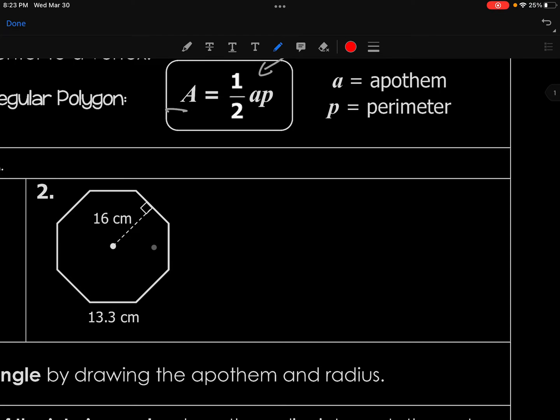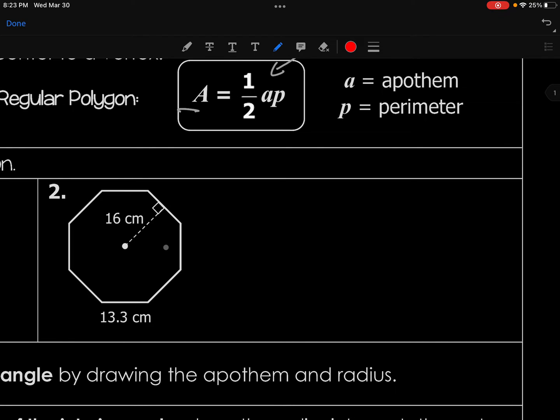Here we have a regular polygon again. Write down the equation of the area, which is up here. Area is equal to 1/2 apothem times the perimeter. Well, the apothem here is 16 because it is the distance from the center to the edge. And now we found the apothem, we need to find the perimeter. The perimeter is always the side length times the number of sides that we have. In this case, we have 1, 2, 3, 4, 5, 6, 7, 8. So it's 13.3 times 8 will give you the perimeter.